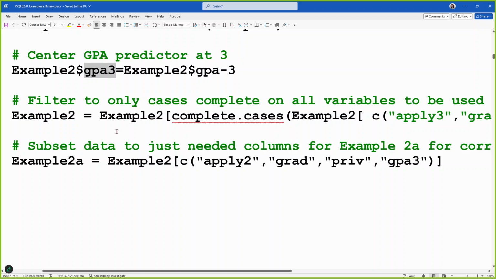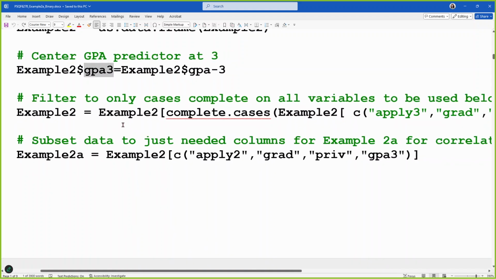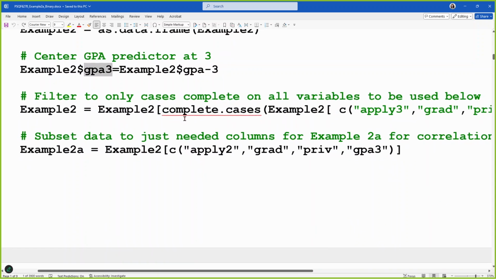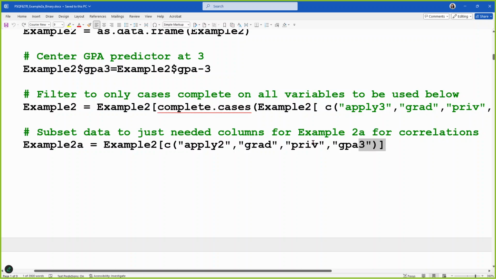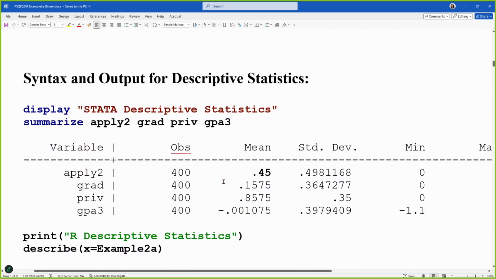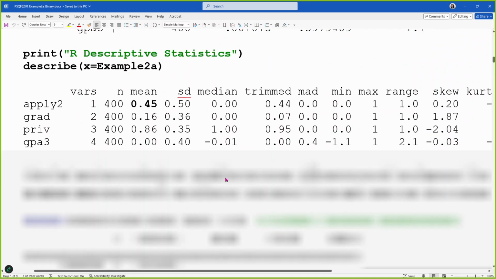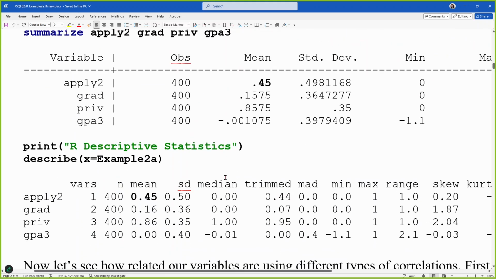Stata only lets you work with one data set at a time, so you don't have to go through that extra layer of saying which data set you're operating in. And I am then filtering just for columns that are complete, and I'm doing an extra step to compute correlations that we're not going to talk about right now. But we are going to talk about descriptive statistics.